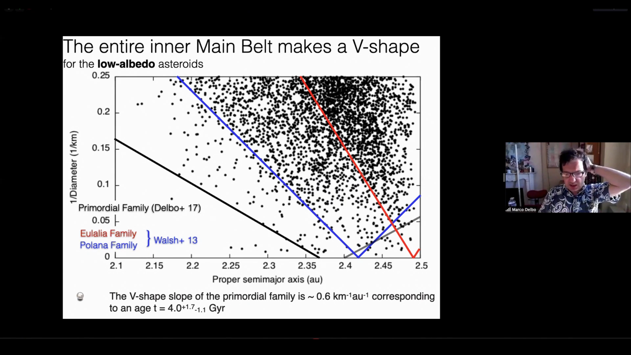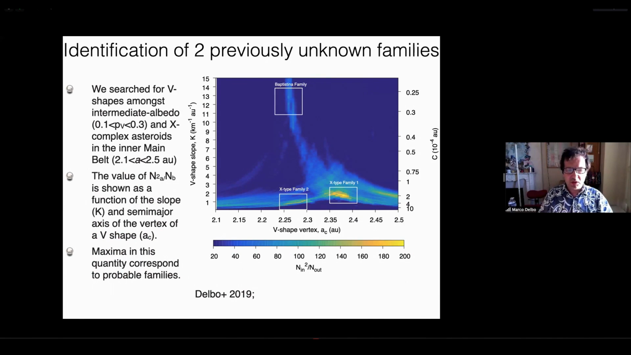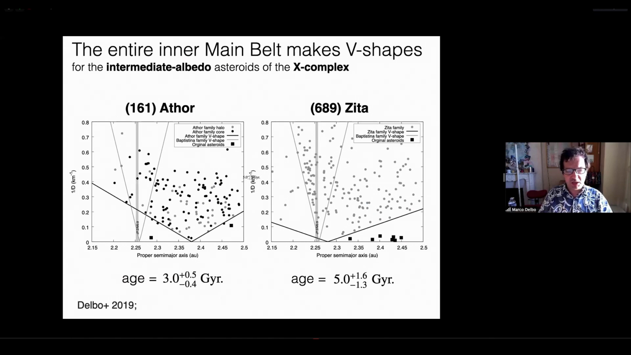But one of the other most interesting things are these asteroids, marked with squares, that are outside the V shape, and there's no way to put them inside V shapes. These are planetesimals. So we went on and identified more V shapes. Here's another paper that we published in 2019, where we identified 2 more V shapes in the inner main belt with intermediate albedo, and they are also bounded by other asteroids that cannot be put in V shapes, and these are for us the planetesimals.